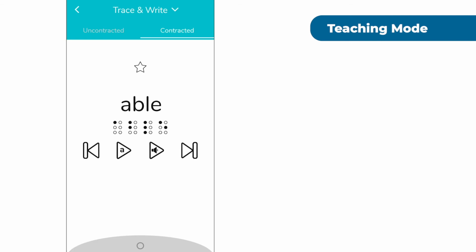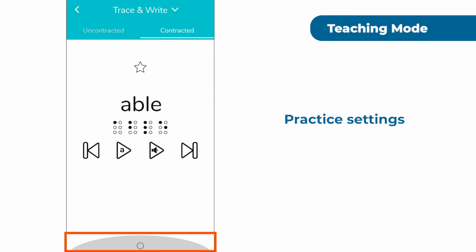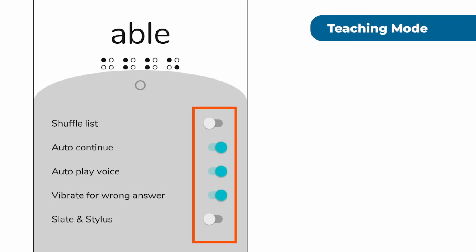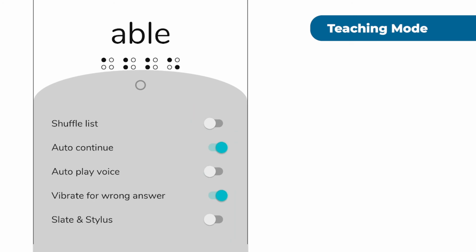Under the word, there are 4 buttons in a horizontal line. The first and last button is to move to the previous or next word. In the middle, the left one is to hear the spelling, the right is to hear the word again. On the bottom of the screen is a gray circular tab where you can see additional practice settings. Tap to open and you'll see a list of options that you can turn on or off by tapping the toggle button. Let's go through some of the options.